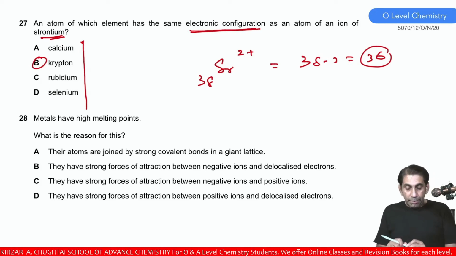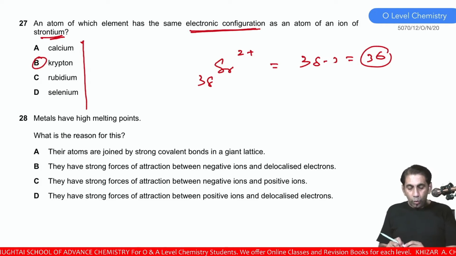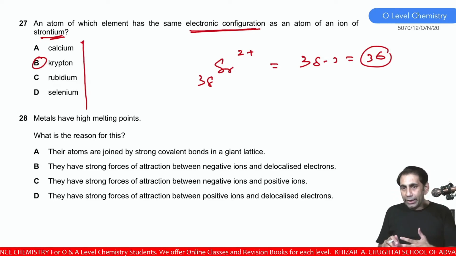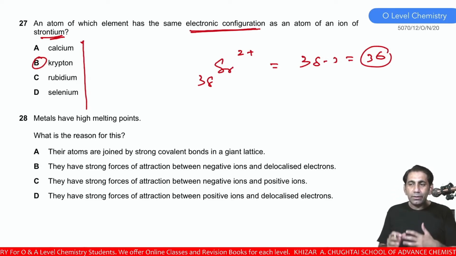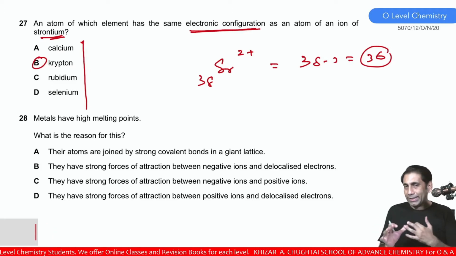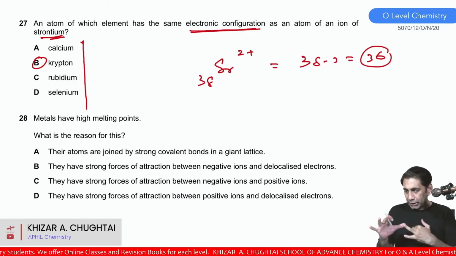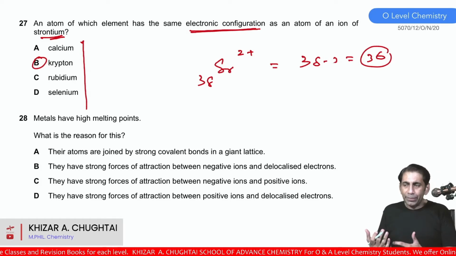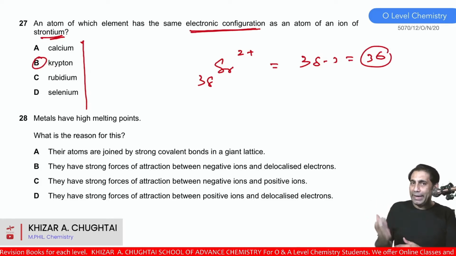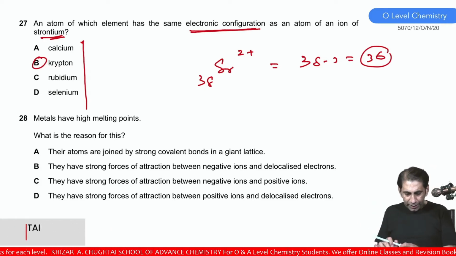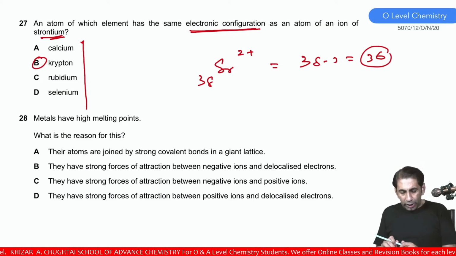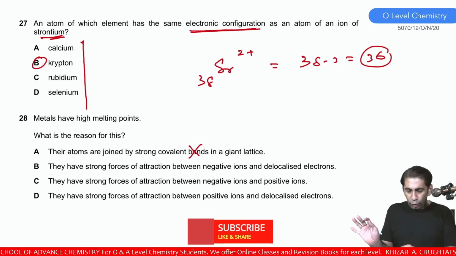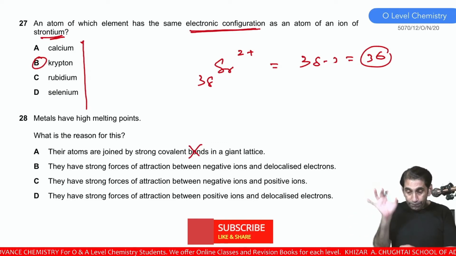The next one. Metals have a high melting point. What is the reason for this? Again, the melting point and boiling point are because of the nature of bonding and structure. The bonding of the metal is the metallic bonding, and the structure of the metal is the giant metallic structure. Let's see what is the appropriate reason. Their atoms are joined by strong covalent bonds. Wrong. There is no sort of covalent bond in the pure metallic lattice.